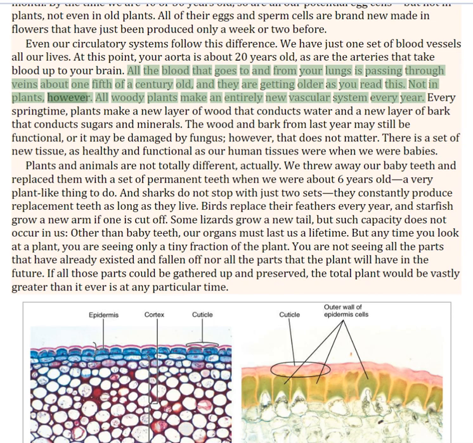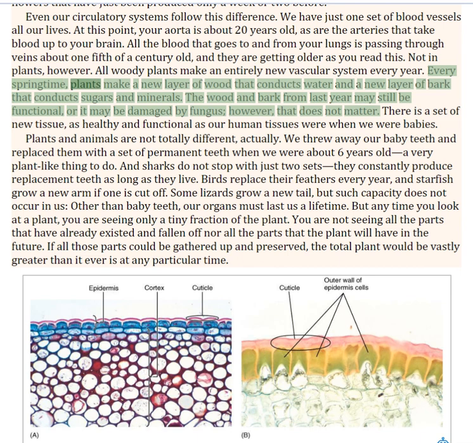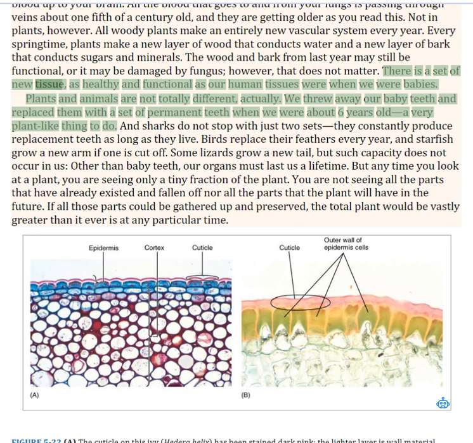Not in plants, however. All woody plants make an entirely new vascular system every year. Every springtime, plants make a new layer of wood that conducts water and a new layer of bark that conducts sugars and minerals. The wood and bark from last year may still be functional, or it may be damaged by fungus; however, that does not matter. There is a set of new tissue, as healthy and functional as our human tissues were when we were babies.